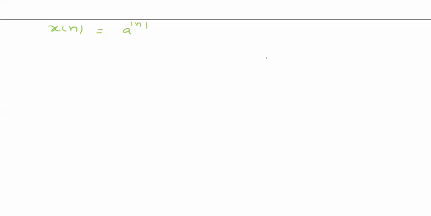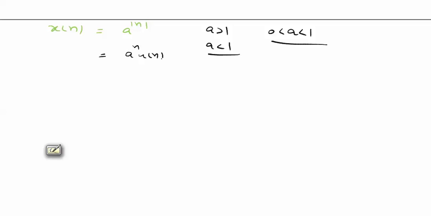In this example, there are a lot of conditions: if a is greater than 1, a is less than 1. I took the first case, a between 0 and 1. a may be negative, but we are not considering that right now. If a is from 0 to 1, the expression is a^n u[n] + a^(-n) u[-n-1].